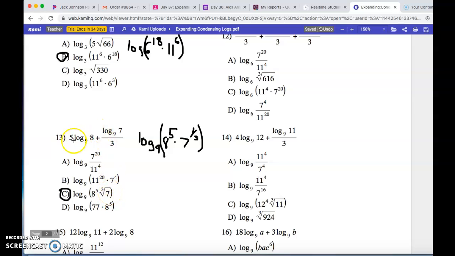So remember, numbers in front become powers. Addition symbols are actually multiplication. And if you see a division like this, it's really a 1/3 that sits in front. So, all right, I could get rid of this whole bottom piece and write it as a 1/3, which makes it easier to see, I think, that becomes a power of the 7.